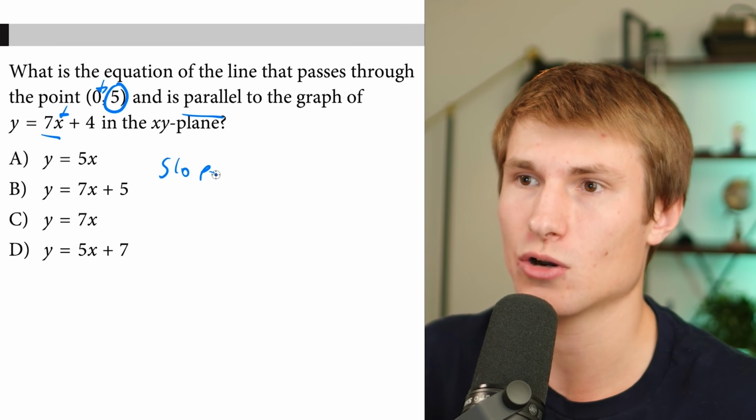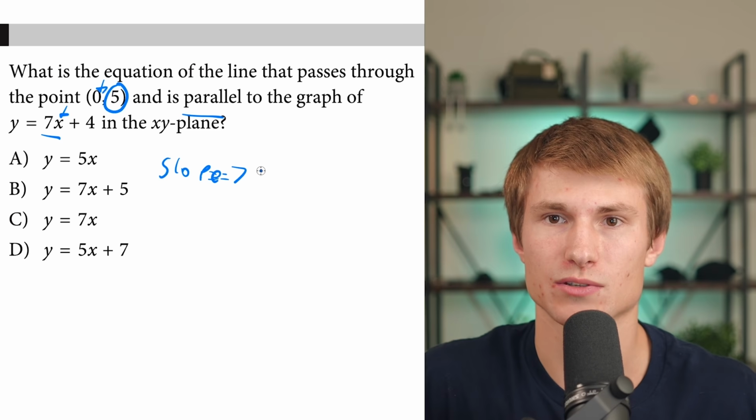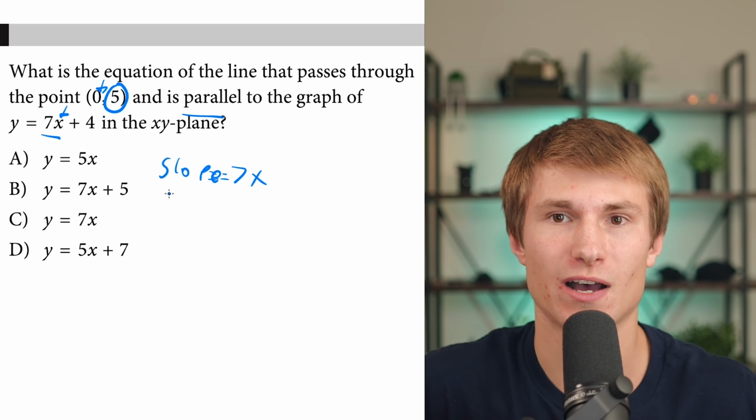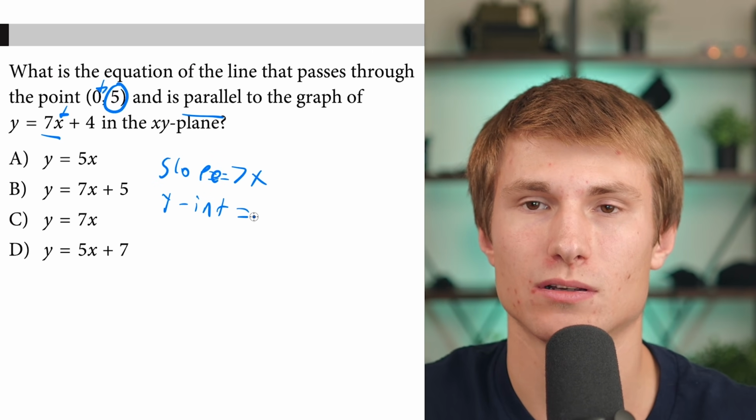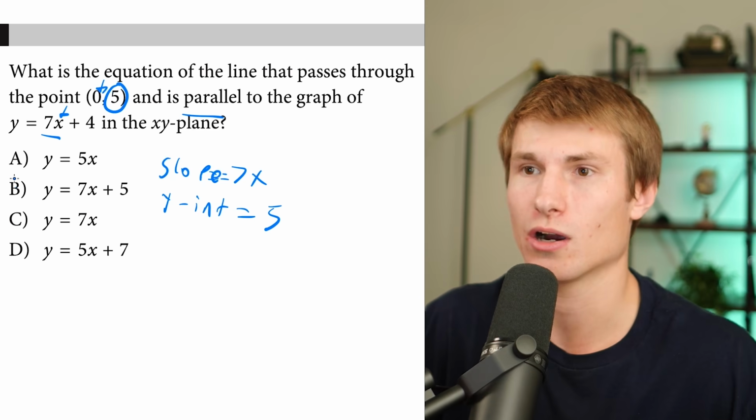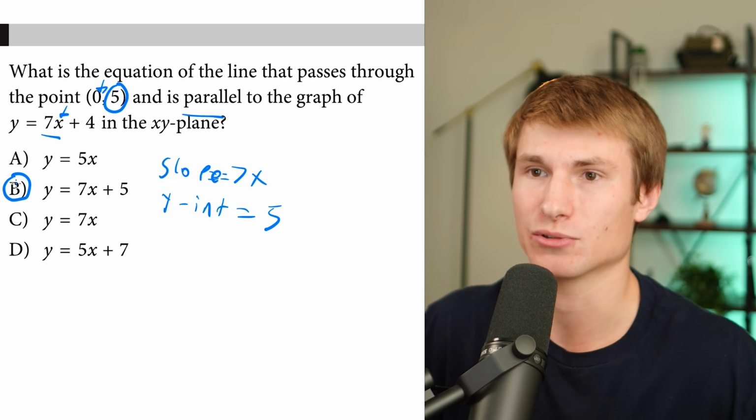So we know that our slope must be 7x. Okay, so slope equals 7x. We know our y-intercept must be 5. Okay, so our y-intercept must be 5. Therefore, we know that our equation has to be y equals 7x plus 5.